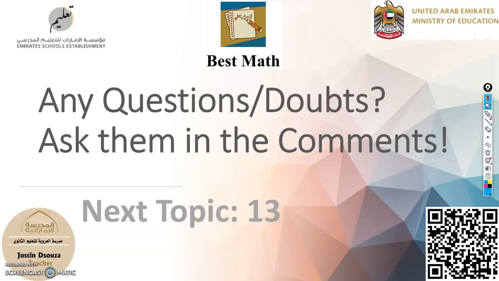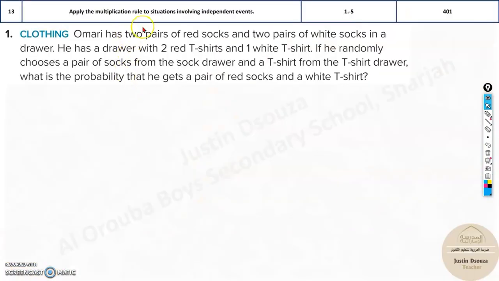The 13th type of problem is on probability again. It is on multiplication rule. Multiplication rule involving independent events. Let's read a problem and understand what it is. Omari has 2 pairs of red socks and 2 pairs of white socks in a drawer. He has a drawer with 2 red t-shirts and 1 white t-shirt. If he randomly chooses a pair of socks from the sock drawer and a t-shirt from the t-shirt drawer, what is the probability that he gets a pair of red socks and a white shirt?